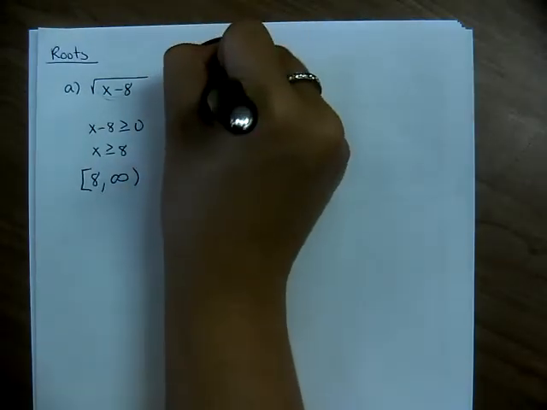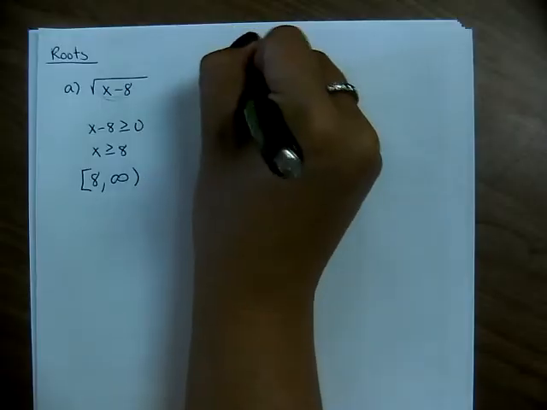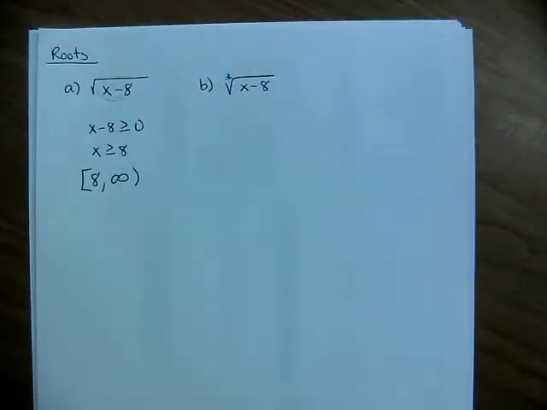Okay? Next one. Cube root of x minus 8. Okay, so now we're talking about the cube root. So now again, we're going to think about what are you allowed to take the cube root of? Can you take the cube root of a positive? Yes. Can you take the cube root of 0? What's 0 times 0 times 0? 0. So you can take the cube root of 0.